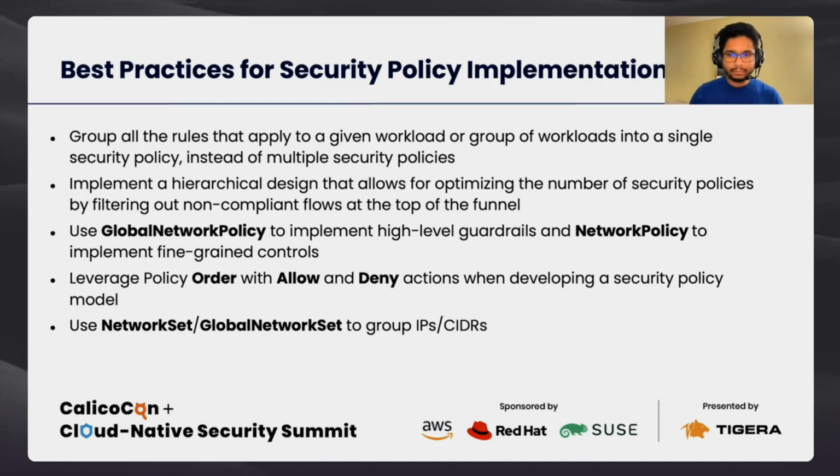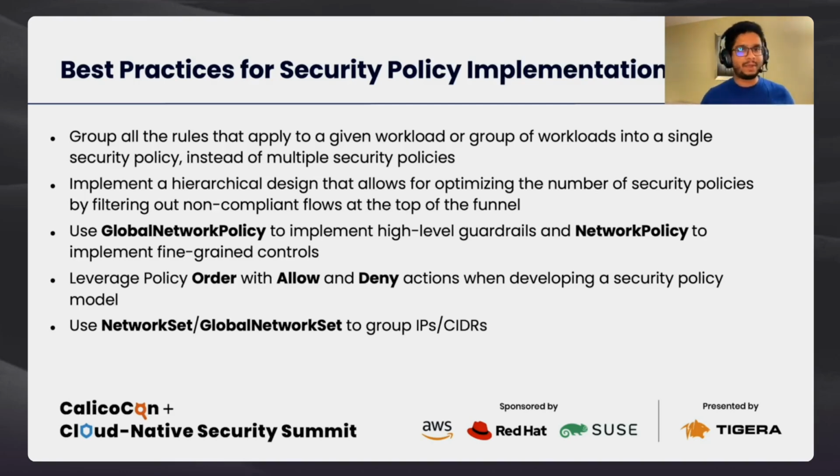Okay, so global network policies are what spans across multiple namespaces or even all the workloads in the cluster. So you could use global network policies to enforce high-level security intentions and network policies for fine-grained controls that apply to very specific workloads. Leverage policy order with allow and deny actions when developing security policies, right? This is a powerful capability in Calico policies. Also use network sets and global network sets to group IPs and CIDRs so that they could be referenced by even multiple policies. Okay, it's just a bit more efficient doing it that way, right?